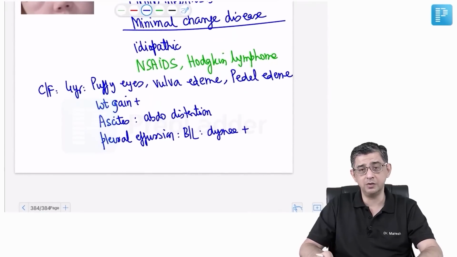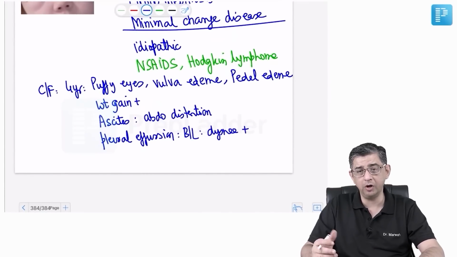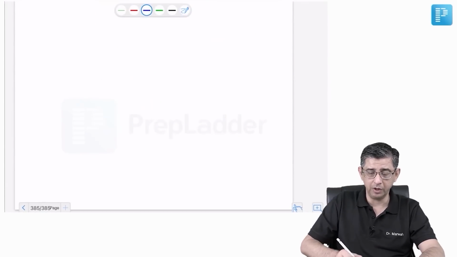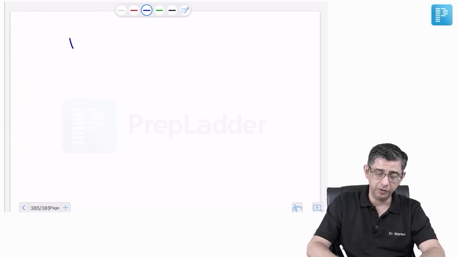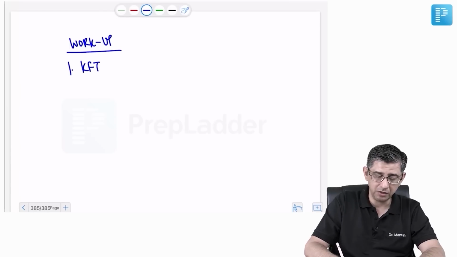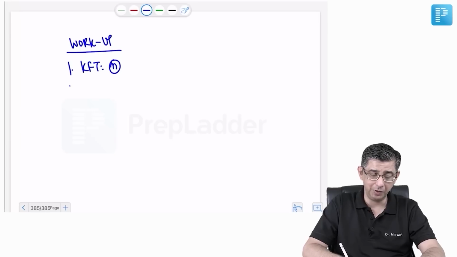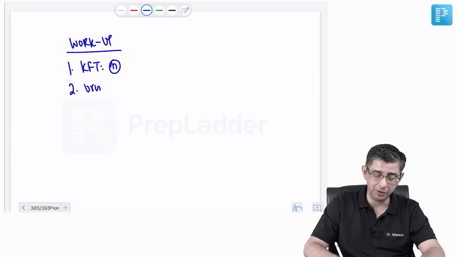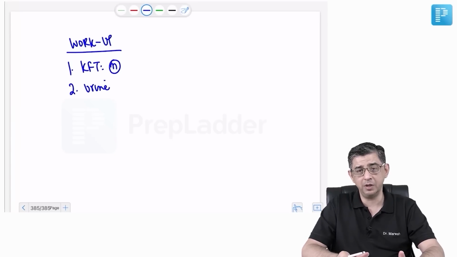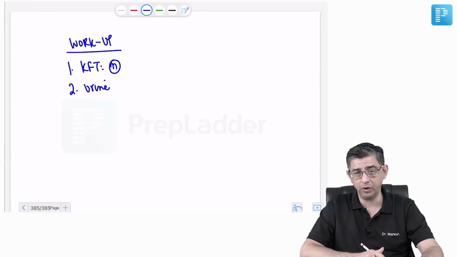These are the standard reasons why these children would be brought over to you, and now we want to discuss what will be the workup of this child. The first test that I'll do in any kid who's puffy would be to go in for a KFT, and kidney function test in these patients will be normal. Blood urea nitrogen is either normal to low, serum creatinine is also normal in these patients. Then I'm going to subject the urine of this patient to both a routine microscopic examination as well as a quantification of the protein.